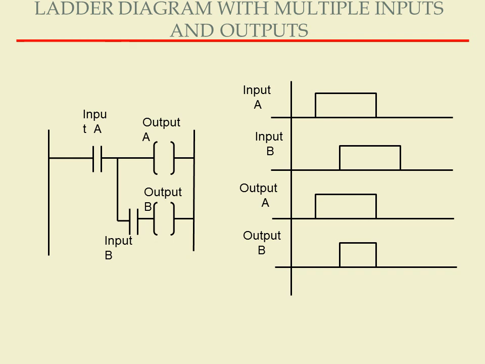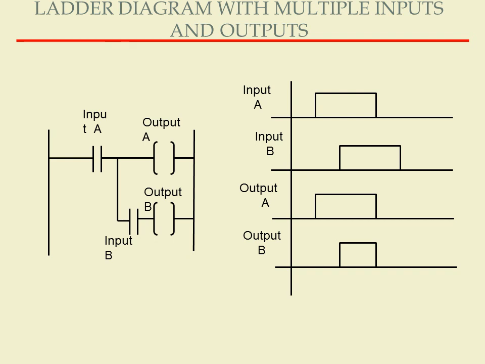So see, input A is equal to 0, input B is equal to 0, that means both the switches are open. At that time output A will be 0, and output B will also be 0. For the next case, when input A is equal to 1 and input B is equal to 0, that means the first switch, input A, is pressed and input B is unpressed. Then at that time output A will be 1, and output B will be 0.